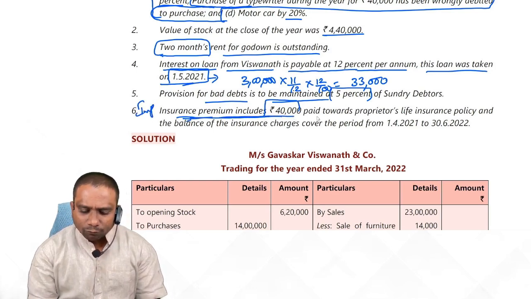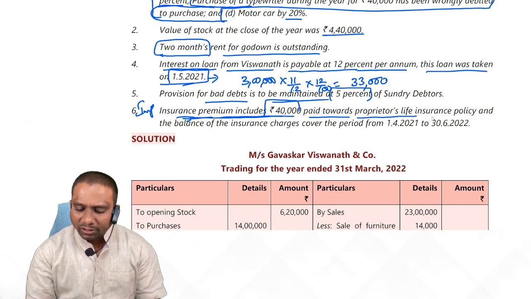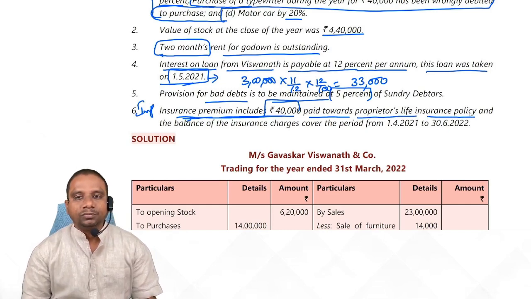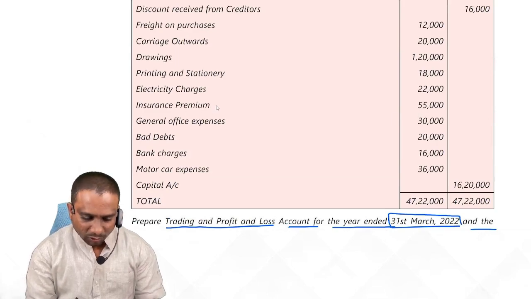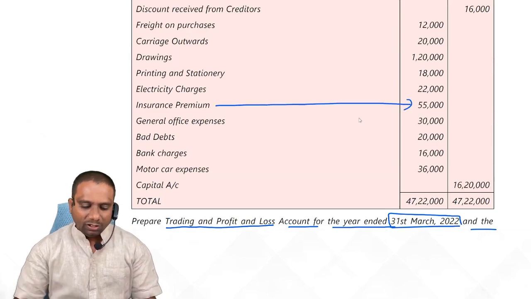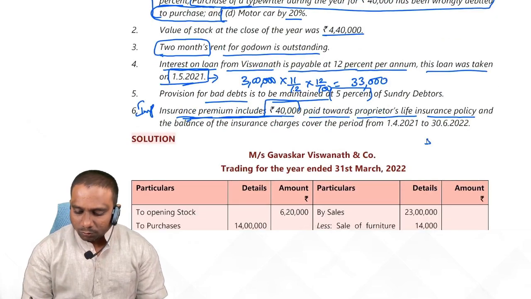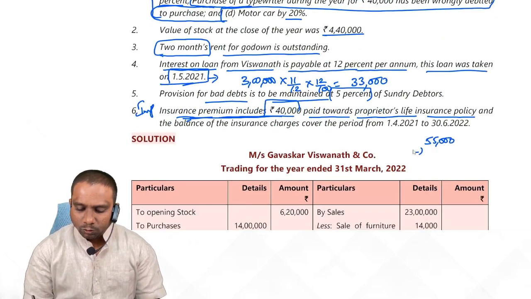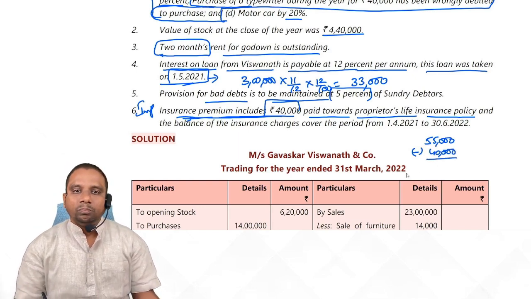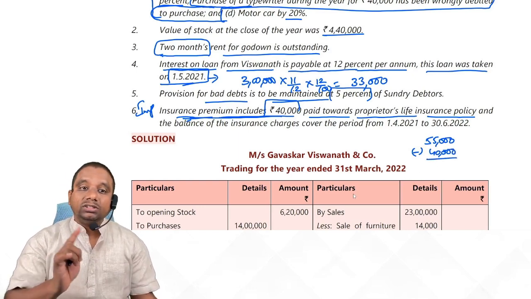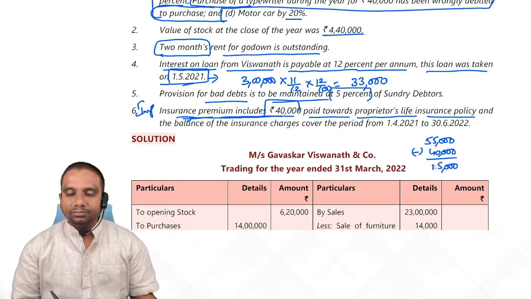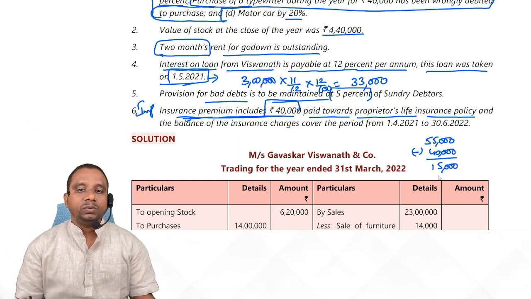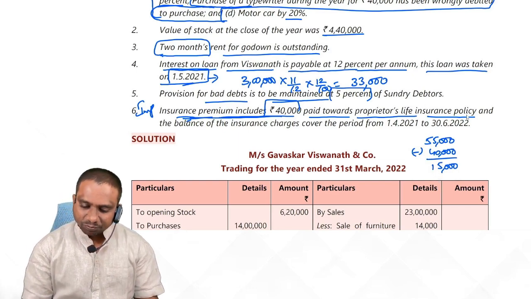Insurance premium includes 40,000 paid towards proprietor's life insurance policy. Okay. Total insurance premium paid how much? Total insurance premium paid 55,000 rupees. So from 55,000, first you deduct 40,000 rupees insurance. Why? Because it is relating to the proprietor's life. So the same 40,000 is added to the drawings. So 15,000 remaining. So 15,000 rupees is relating to business.